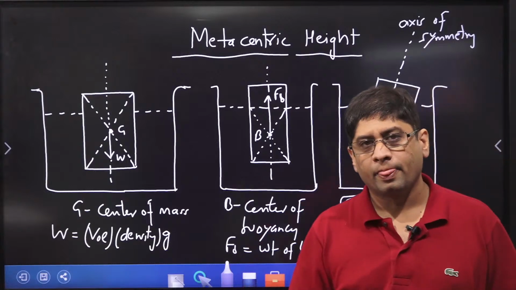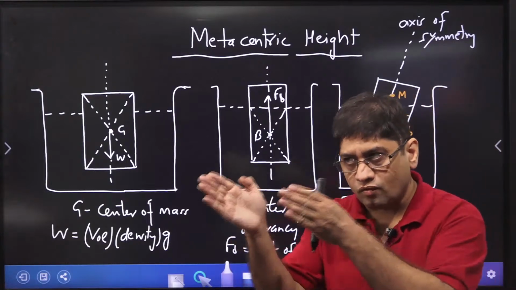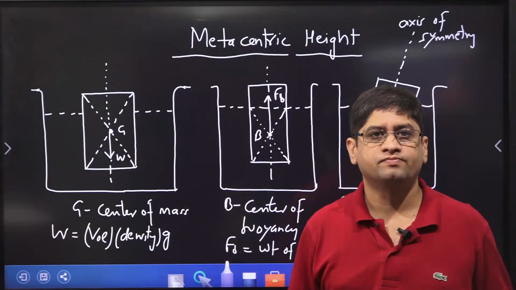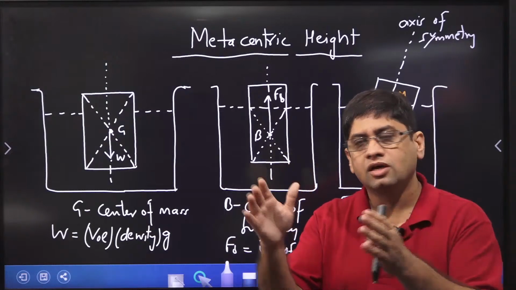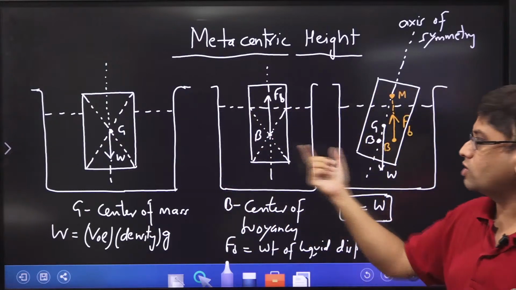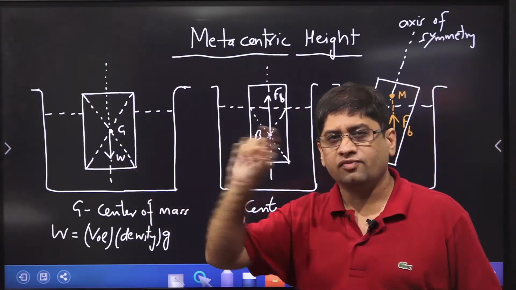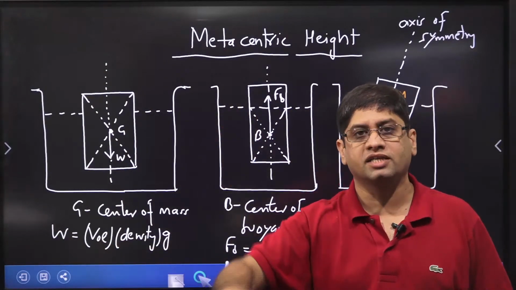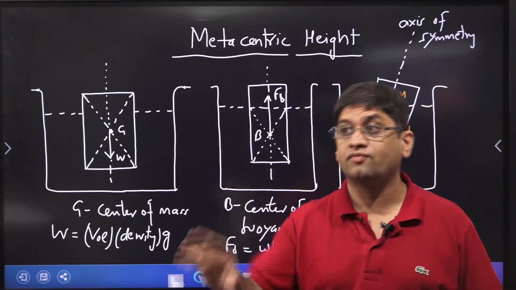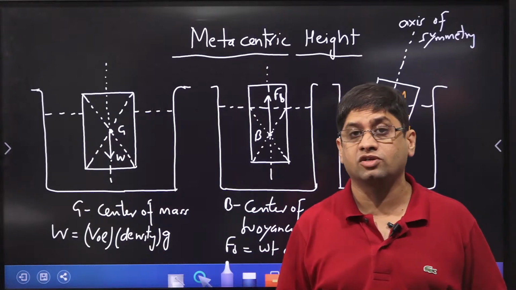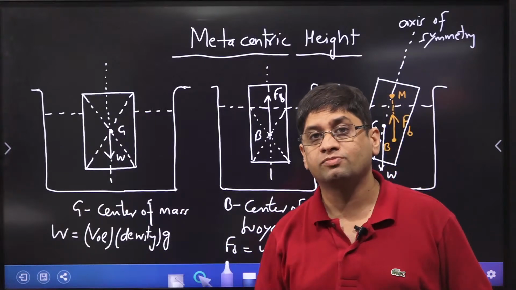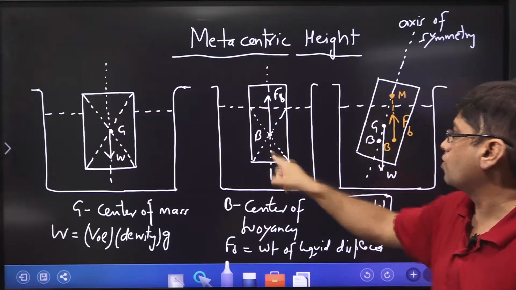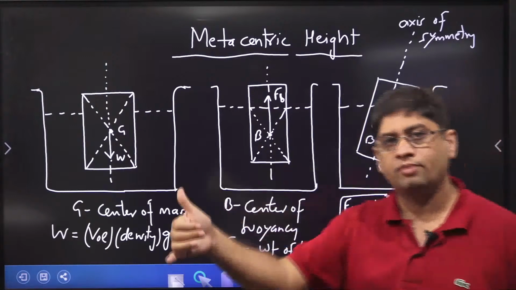Why? What is the buoyancy force? Equal to the weight of liquid displaced. So can I say FB remains same? Because weight does not change. If weight does not change, FB also does not change. If FB does not change, mass of liquid does not change. If mass of the liquid displaced does not change, volume of liquid displaced does not change, and hence this volume and this volume are going to remain same.